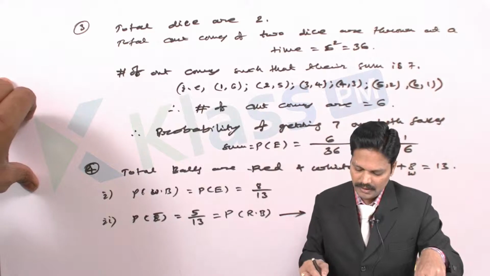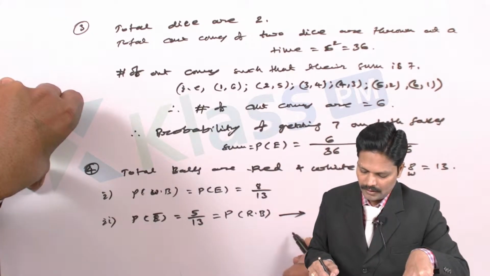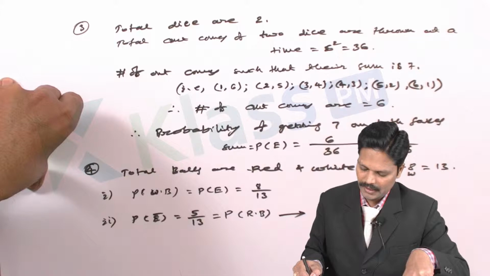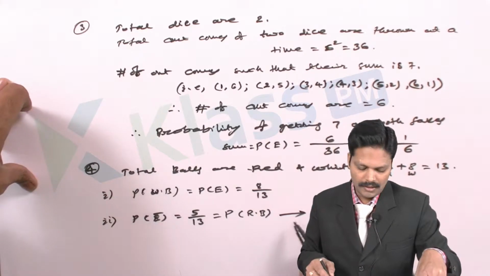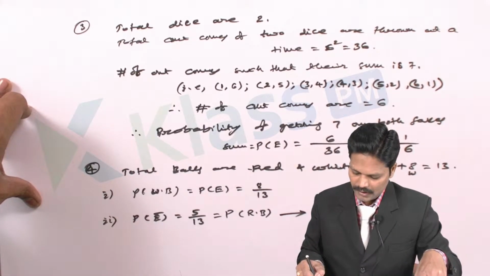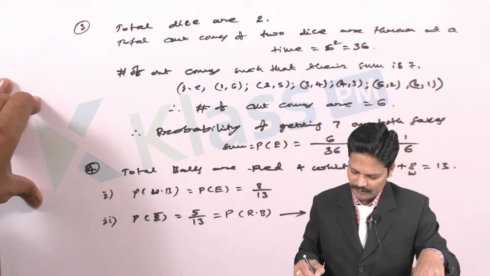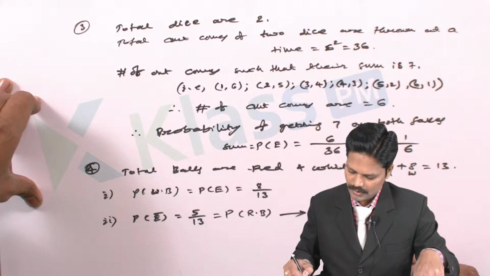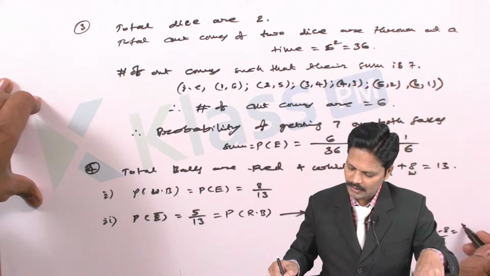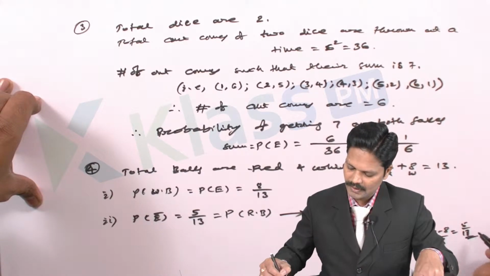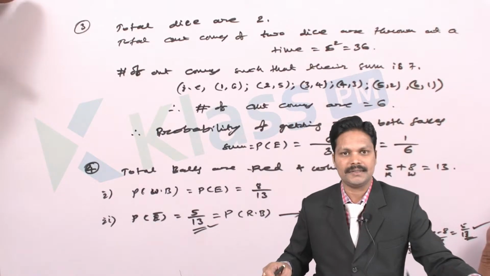In another method, method 2, to get the probability of not white balls, we use the condition: probability of E plus probability of E dash or E bar is equal to 1. We already know the probability of E, getting white balls, is 8 by 13. So 8 by 13 plus probability of E bar, which is getting red balls, is 1. Then probability of E bar is 1 minus 8 by 13, which is 13 minus 8 by 13, so it is 5 by 13. In both ways we get the same value. You can use any method to get the probability of an event or of its complement.